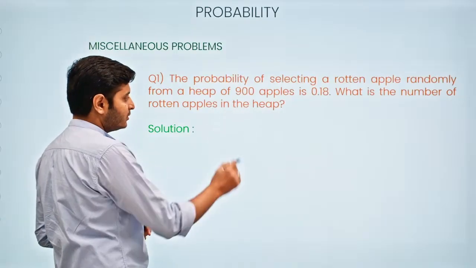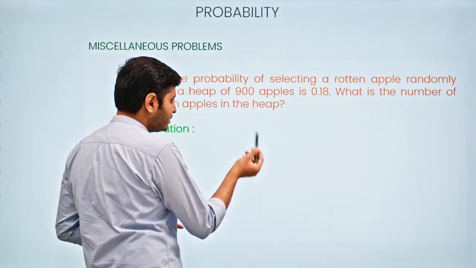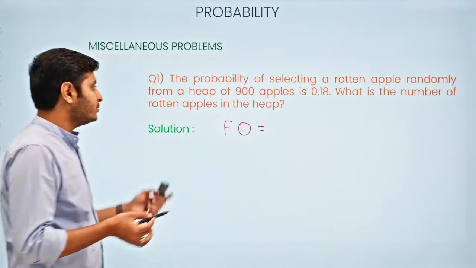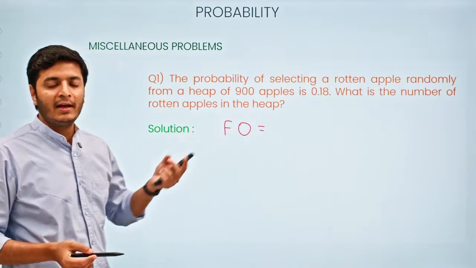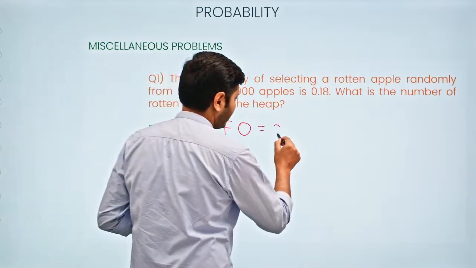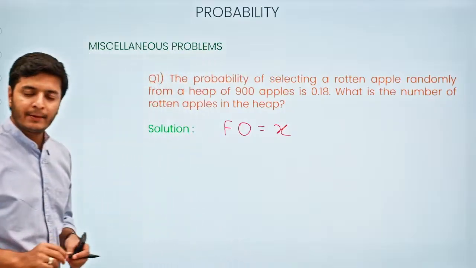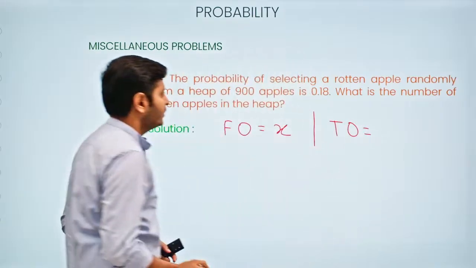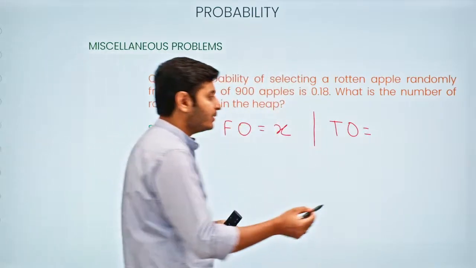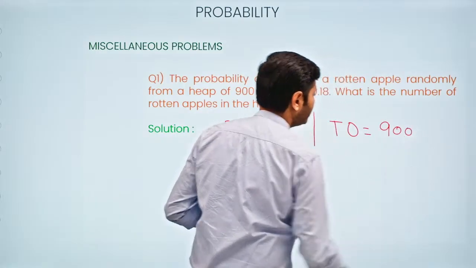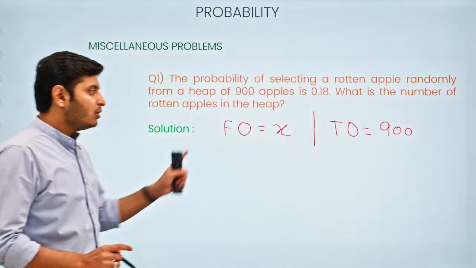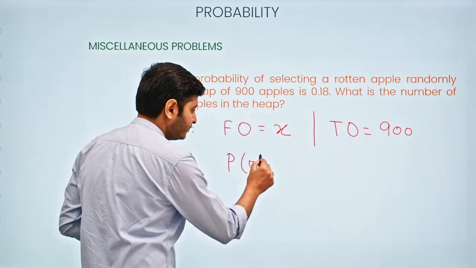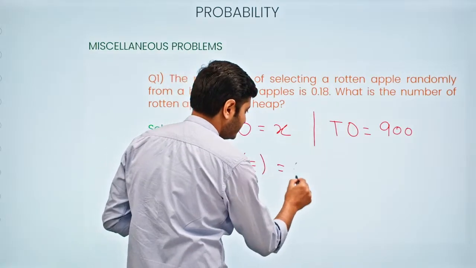So first thing first, suppose I'm considering the total number of favorable outcomes, in this case getting a rotten apple in the heap, is x. Total number of outcomes is what? It is already given, a heap of 900 apples. So total number of outcomes is 900. But along with this, one more thing is given to me, that is the probability of this event to happen, 0.18.